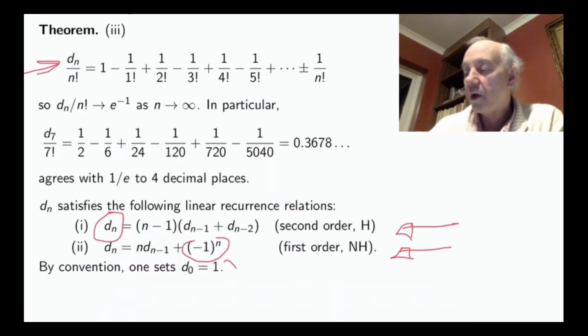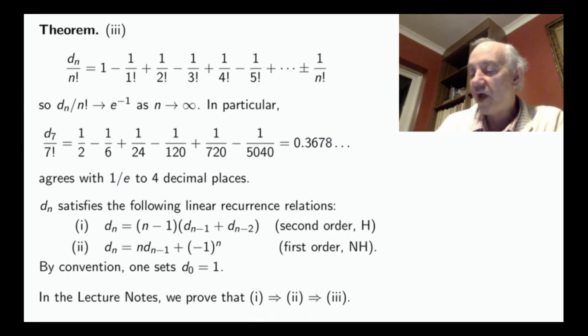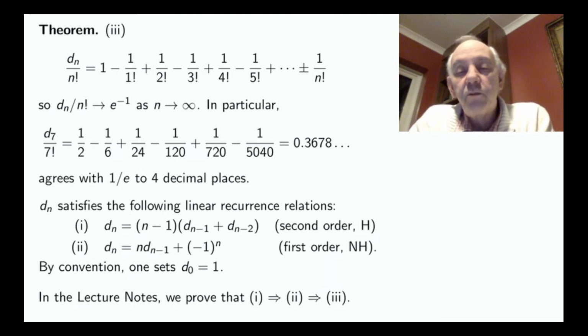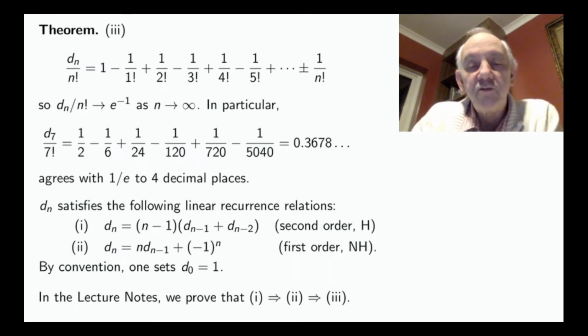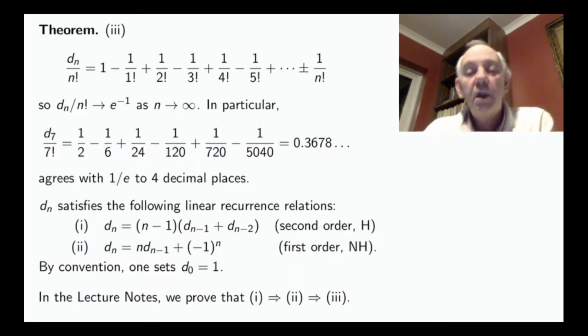So let me just then say that, as I say, one can prove that 1 implies 2, 2 implies 3, and what I didn't say here is that in the lecture notes we prove 1. So I'm actually going to do now the proof that 1 implies 2, hopefully.